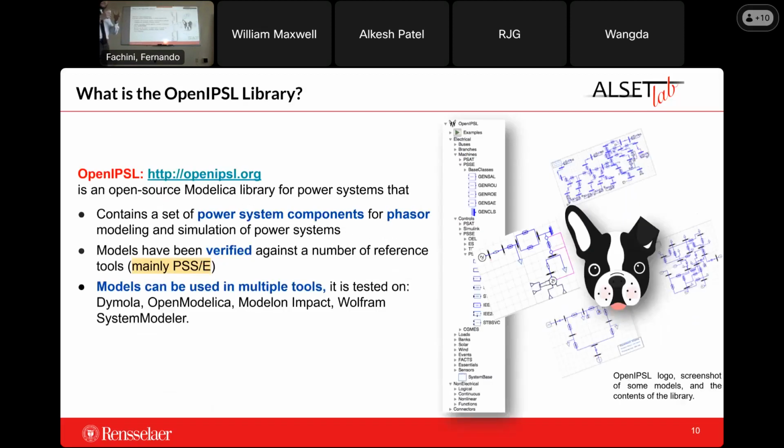What OpenMPSL is now is it's a library that uses the Modelica language, and it is dedicated for power system analysis. It has power system components and phasor modeling simulation of power systems. One of the cool aspects of the library is that it has been verified against industry-grade power system tools, so it replicates the same response as those tools, in our case, PSSE. And the models can actually be used in multiple tools, so you're not limited to one software only. We can use our models in Dymola, OpenModelica, Model Impact, Wolfram System Modeler, etc.